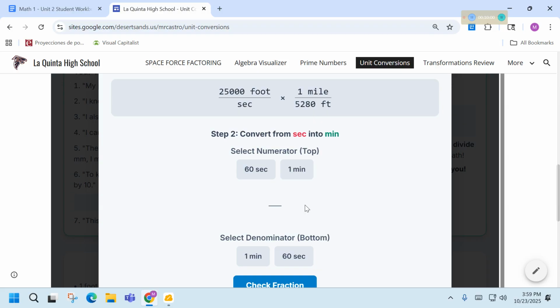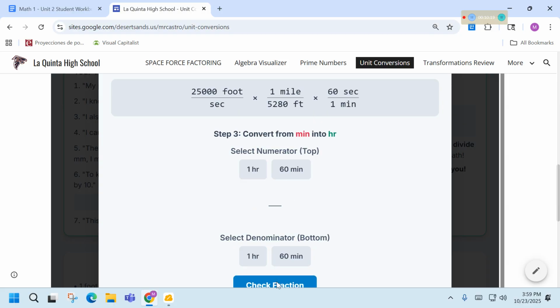Okay? Well, now what do I want to cancel out? Well, it says convert from seconds into minutes. Okay, so that's what we're doing. Well, the seconds are on bottom. So where should they go now? Do they go on bottom also? That won't work, right? We have to have them on top so that they can cancel out. So if 60 seconds is on top, then 1 minute should be on bottom.